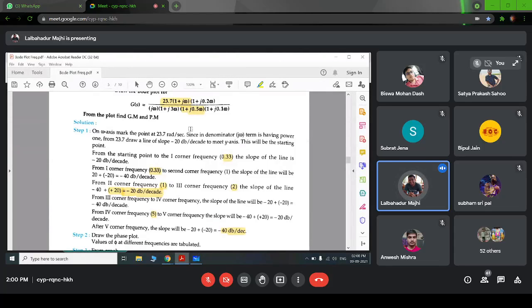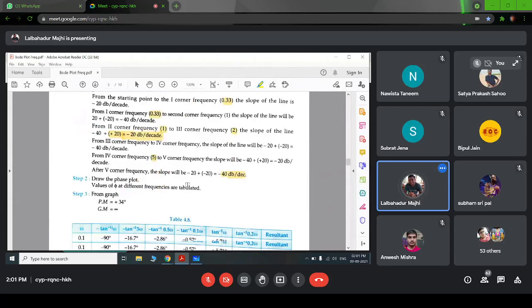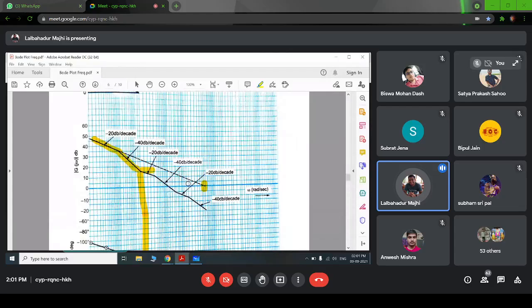So from this corner frequency, the previous slope was minus 20 dB per decade, so we have to add another minus 20 per decade, so the next slope will be minus 40 dB per decade. It will go up to the next corner frequency 5. The corner frequency 5 belongs to a zero, so we have to add plus 20 dB to this minus 40 dB, so we will get a slope of minus 20 dB per decade.